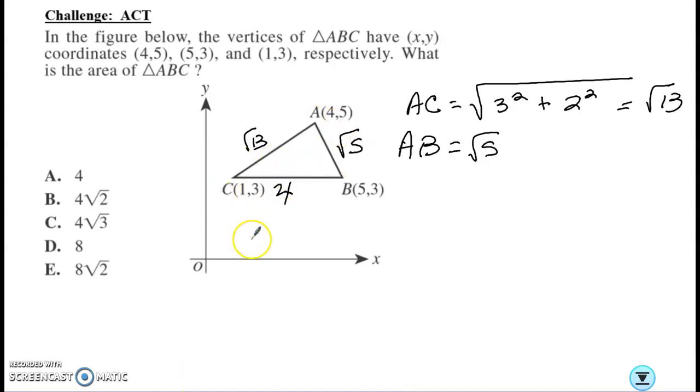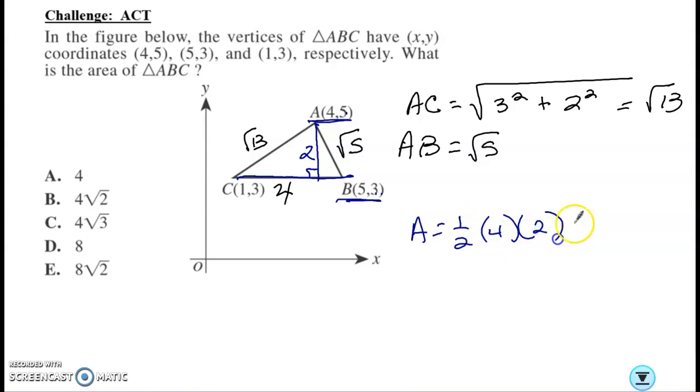So it might be kind of hard working with square roots. So maybe you might want to think about getting a height of this triangle. And if you compare point A and point B to each other, you can see that the vertical distance is 2. So this makes a right angle with our base. So we can go back to 1/2 the base times the height, and you can see that this problem really isn't all that difficult, and the answer is 4.